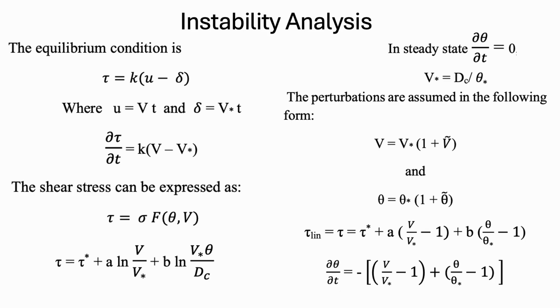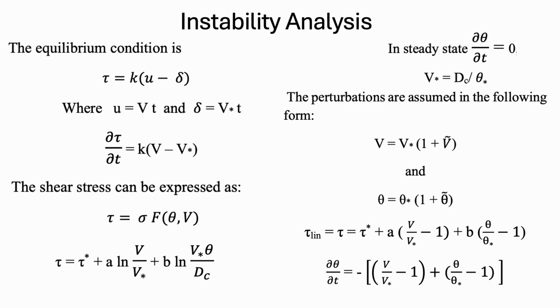And the shear stress, we can express it as tau equals sigma times F, which is a function of theta and V. So F is an arbitrary function which is a function of variables theta and the slip rate. So based on this, we can reformulate the rate and state friction law as this equation given over here, where tau equals tau star plus A times ln(V by V star) plus B ln(V star theta by Dc).